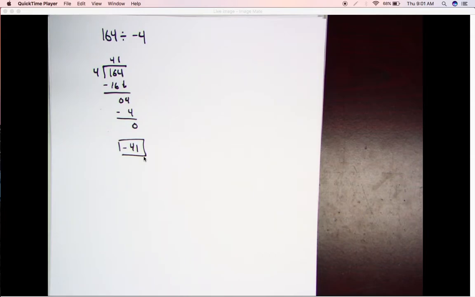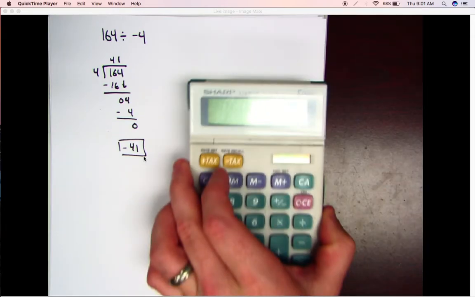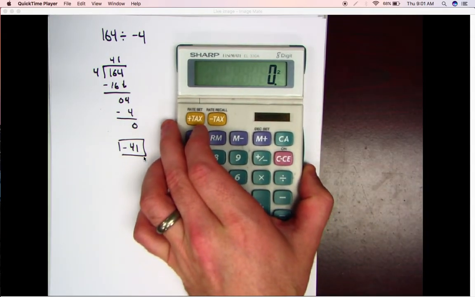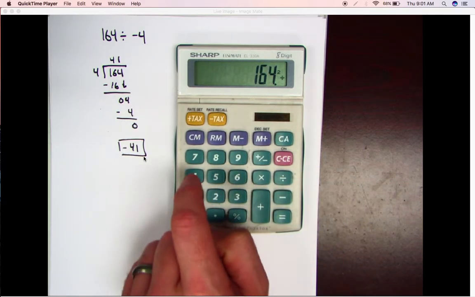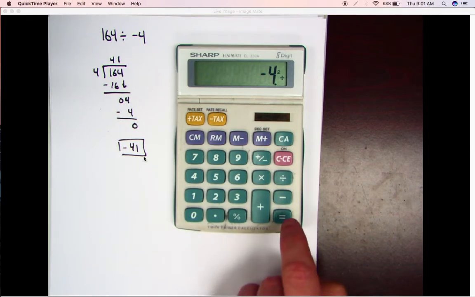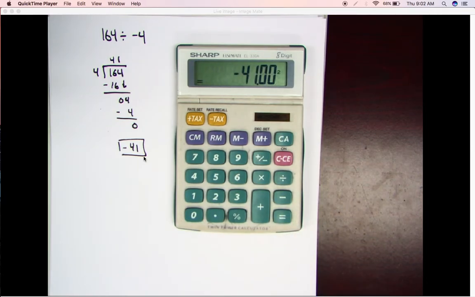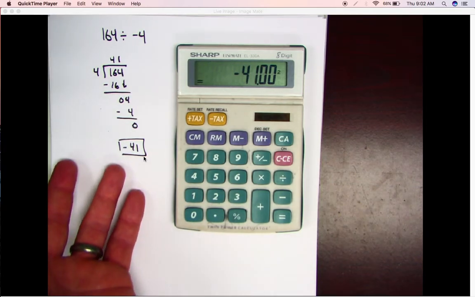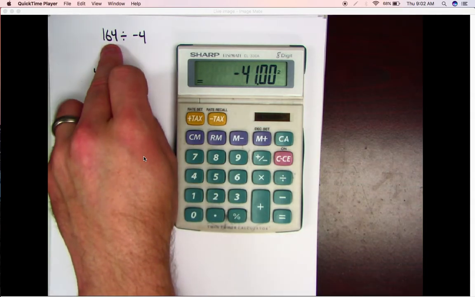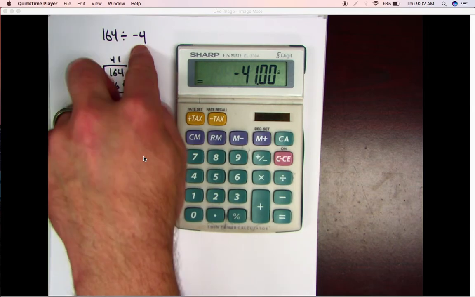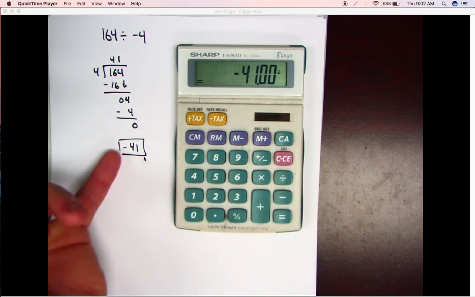Now, if you don't feel too comfortable with that, we can always take your handy dandy calculator and do 164 divided by a negative 4. And then we get negative 41. So at least you're able to do it with a calculator, but also if your calculator fails, you can also do it by hand too. It's just when you do it by hand, you have to ensure that you know a positive number divided by a negative number gets you a negative number.